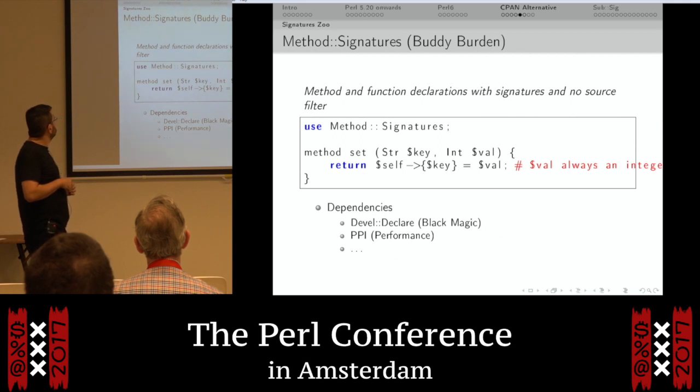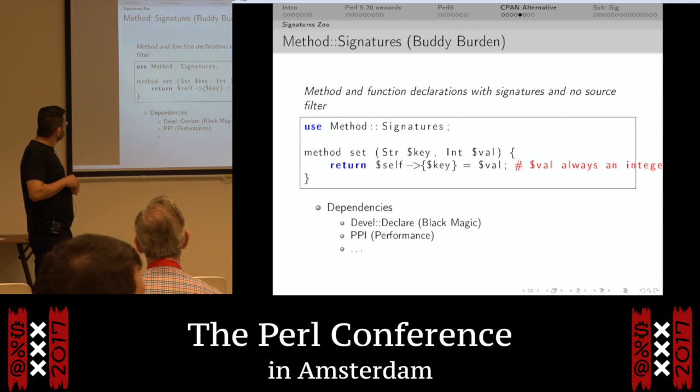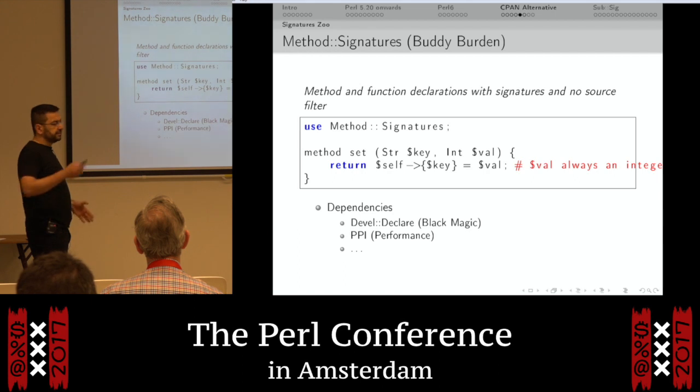Then you have method signatures, which does type constraints. It does quite a lot of stuff, but it depends on devil declare and PPI. Devil declare has a long list of caveats because it's hooking itself into the parser and trying to parse the code itself. And PPI is known for, well, let's say a little bit of slowness.